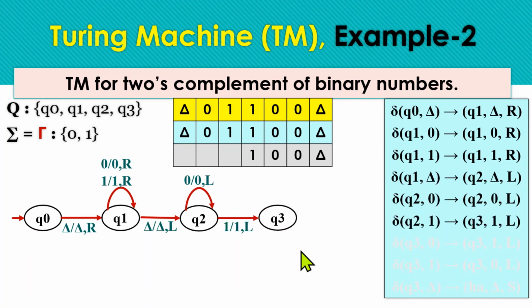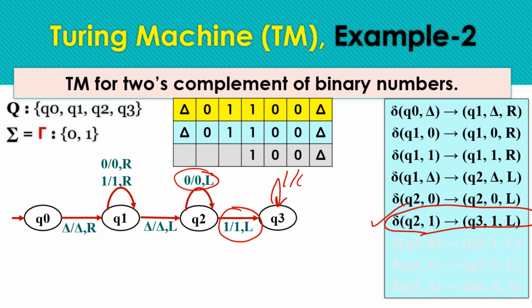So here the one's complement machine came again into the picture. We are replacing all 0 with 0 until we get the first one, and as we receive the first one, we are changing the state. Now from Q2 we are at Q3. Now at Q3 we have to repeat the one's complement machine. So 1 to 0, keep moving left, 0 will be replaced by 1 and keep moving to the left.